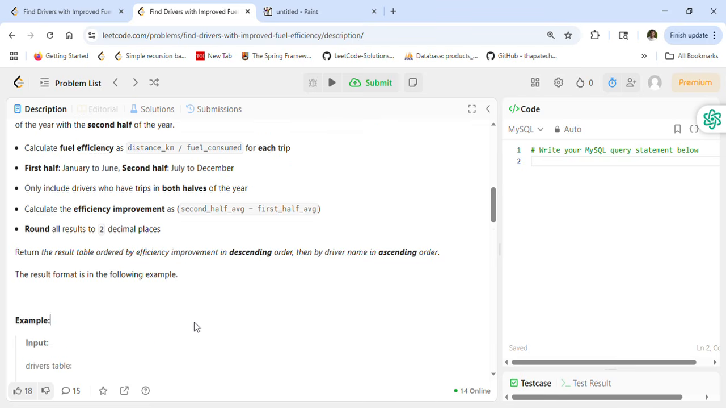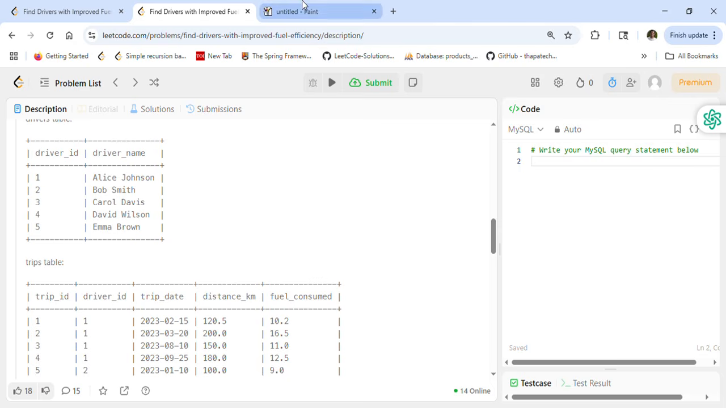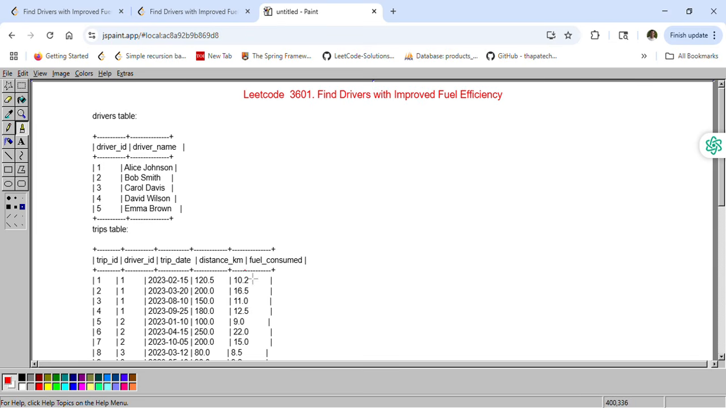We'll understand this better with the example they have given us here. For the first driver, Alice Johnson, you will see her trips here. These are the 4 trips of Alice Johnson. Of these 4 trips, the first two trips are for the first half, because they fall from January to June, and the others are second half because it is July to December. So we are deciding based on the date.